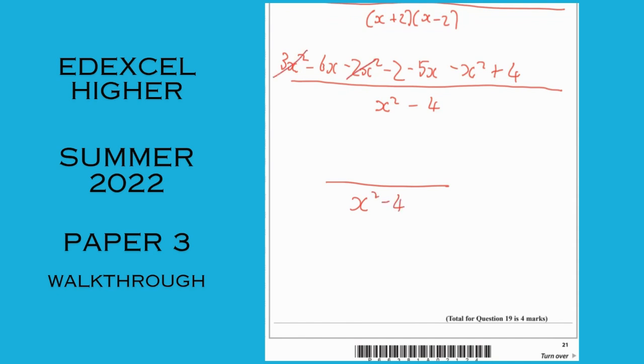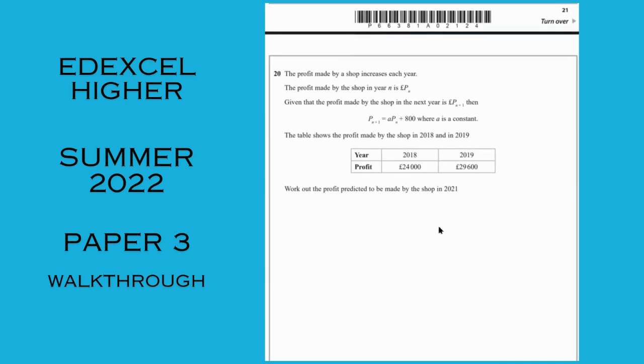3x squared, take away 2x squared, take away x squared. Thankfully, they all disappear, because if you look at the question, there were no x squareds in there, so we can be pretty confident we're going along the right lines. Negative 6x minus 5x, negative 11x, and then minus 2 plus 4 takes us into positive 2 territory, and that's it. A is minus 11, B is 2.